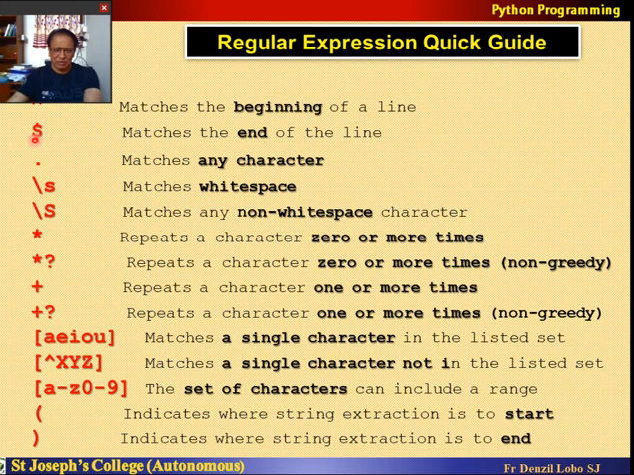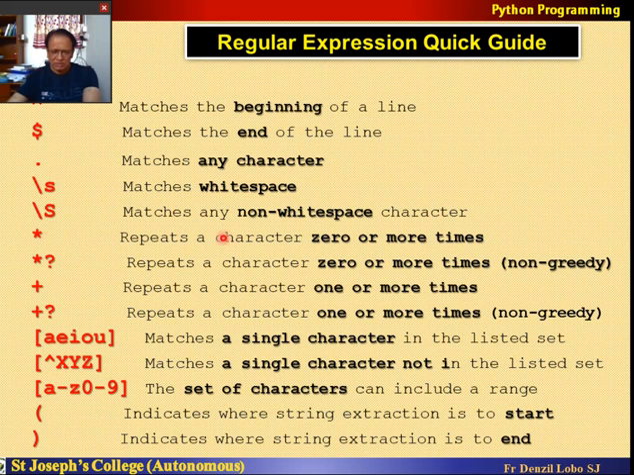Then you have the dollar sign, which matches at the end of the line. This is very important: if there is a dot, any character matches. Backslash s, small s, is white space. Backslash capital S is non-white space. Star: if you put dot and star, it is any character zero or more times. If you say question mark, it is what is called non-greedy. That is only once you search for the presence in the text.